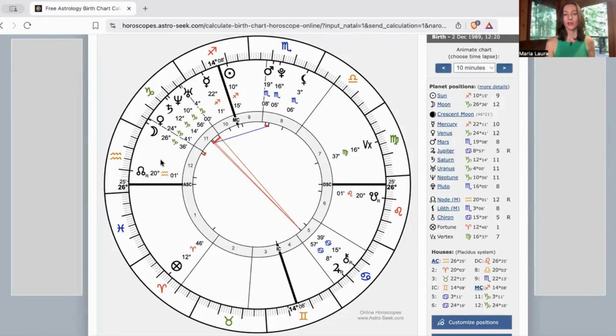Now, let's get a little more into depth and just see what else is happening. The next thing about this chart is that you have all these planets here. Do you see these symbols? They represent planets.